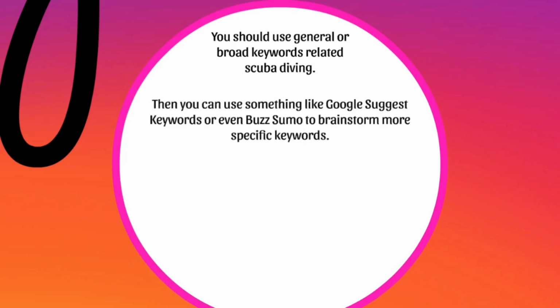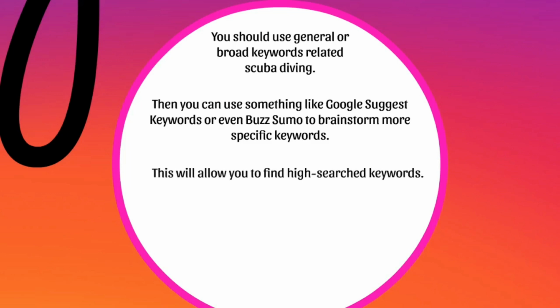Now, I'm going to show you different ways and different tools that you can use to break things down so that you can brainstorm more specific keywords. That way, instead of just posting to post, you have a reason to post, and you have the ability to post things that people actually want. All right. So we're going to use Google Suggest Keywords, and I'm going to show you in a minute how to do all of this.